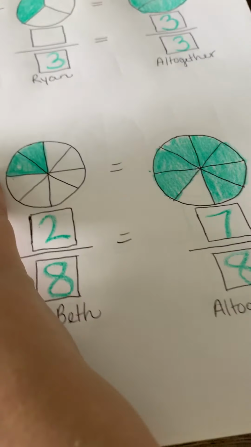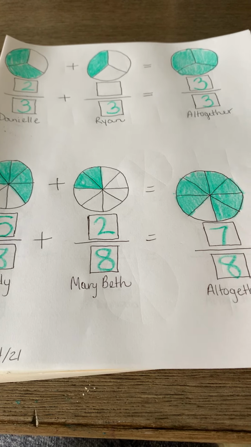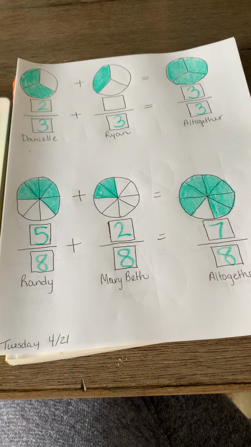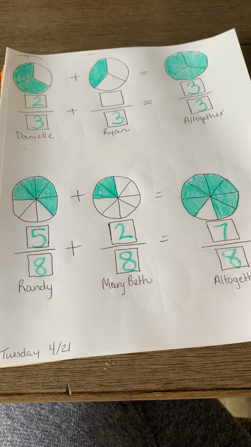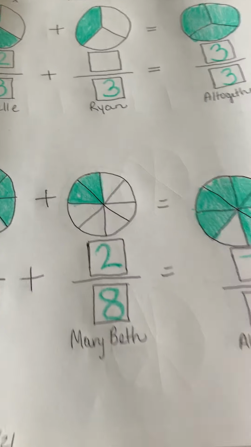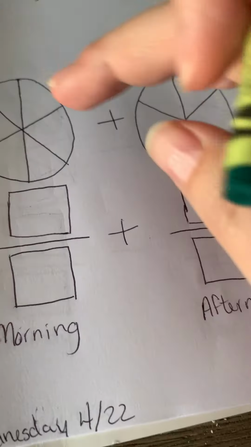Okay, so that is your Tuesday paper. And that's what it should look like once you get your numbers and your shading in. And now we are going to go to our Wednesday.